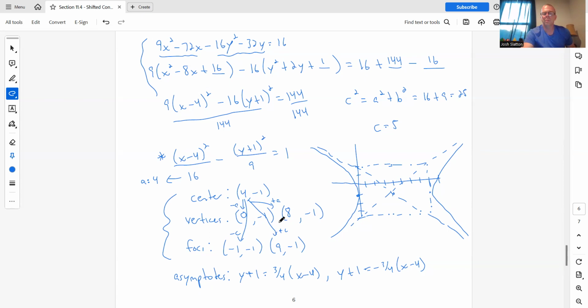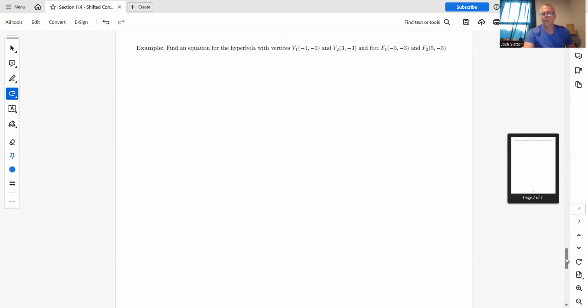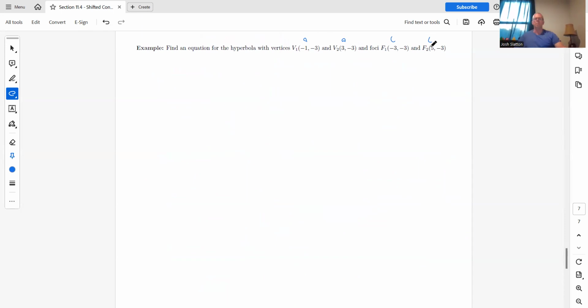All right, so I think we have one more. And so we're going to find an equation where the vertices are -1, -3, and 3, -3, and the focus points are -3, -3, and 5, -3. So this would tell us that this is our A and our A, and then C and C. Obviously, those are not equal to A and A, but we can figure out what A is based on those. So the midpoint of this would give us our center.